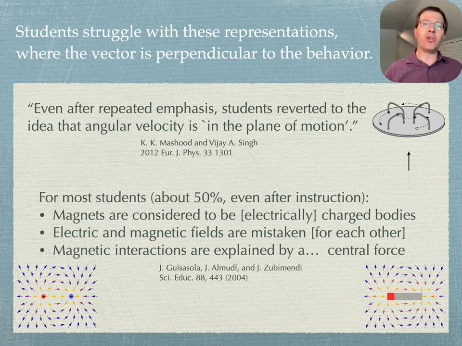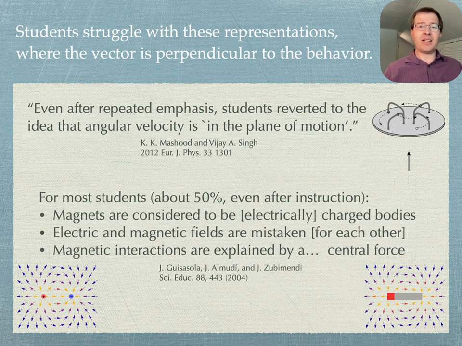Students struggle with these representations where the vector that you draw is perpendicular to the behavior that it's describing. In rotations, Mashoud and Singh found that even after repeated emphasis in class, students repeatedly revert to the notion that angular velocity, rotational velocity, must somehow lie in the plane of motion. So for a merry-go-round, instead of the correct up out of the plane right-hand rule answer, the students will say, oh, it must be this way or this way or this way or something in the plane.